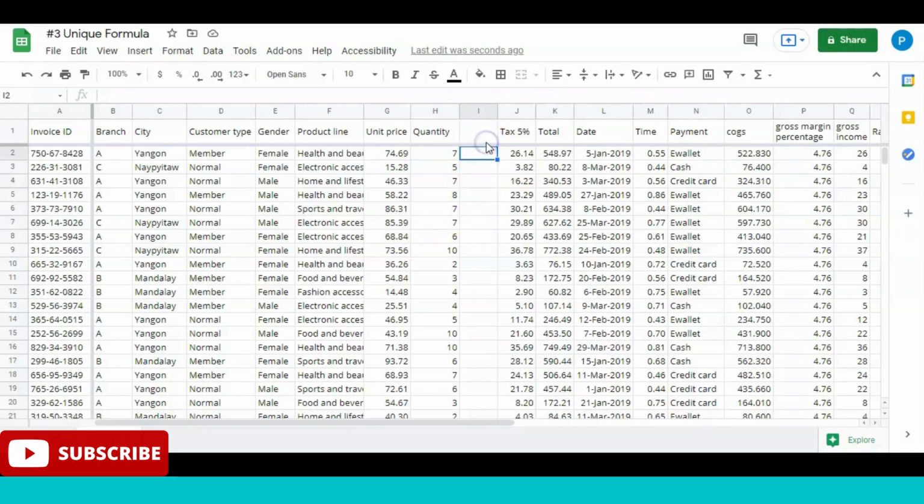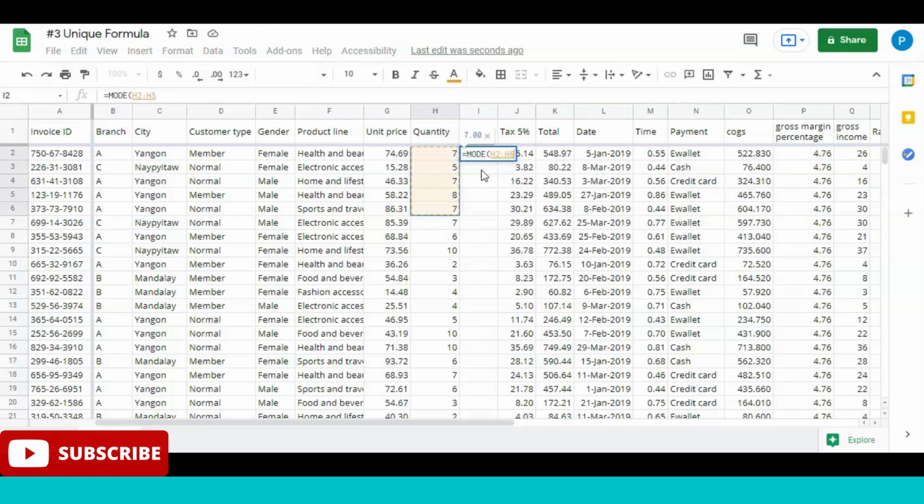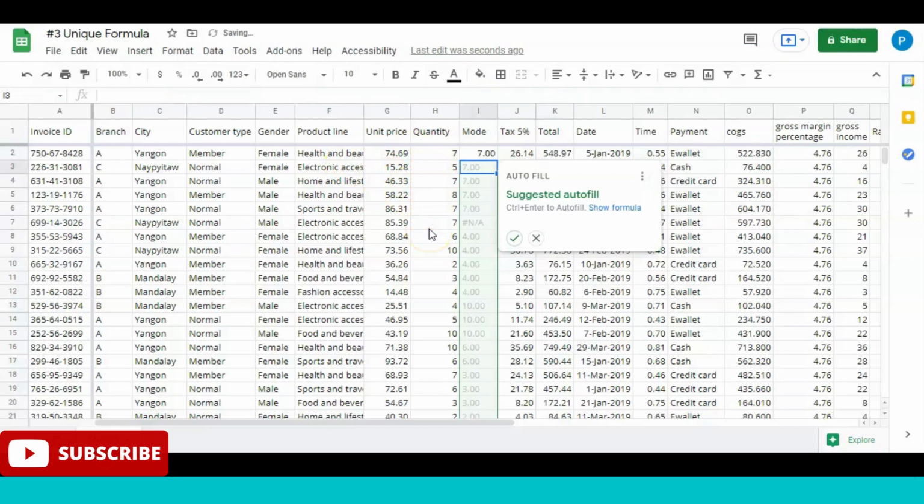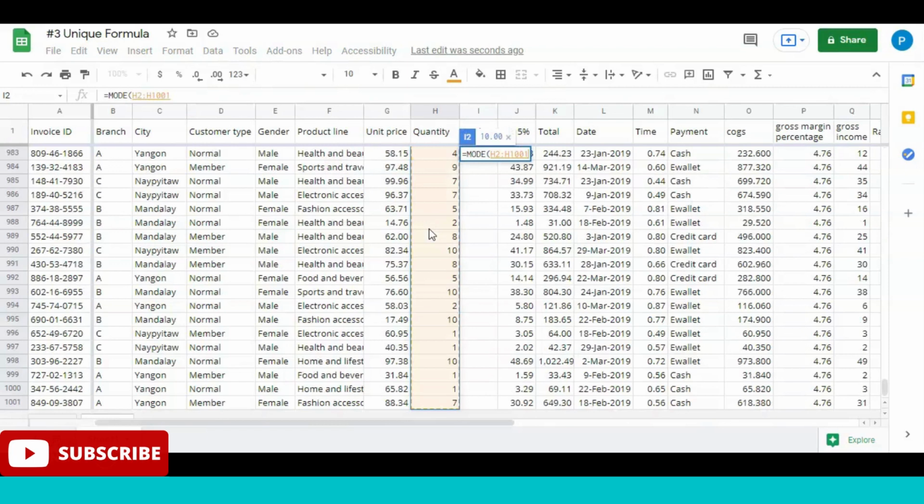That is the maximum occurring value throughout the data. Let's see whether it makes sense. This is a temporary column we are adding every time, equal to mode, then H2 to H7. As you see here, the mode value is 7, right? If I want to find the mode throughout the data, it is very simple. Mode, then H2 to H1001.